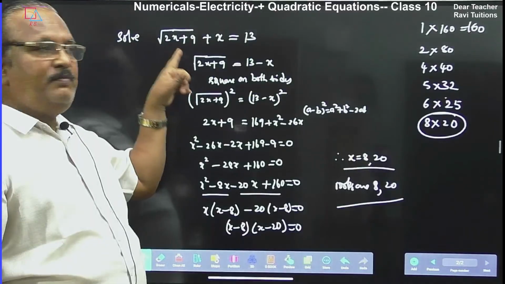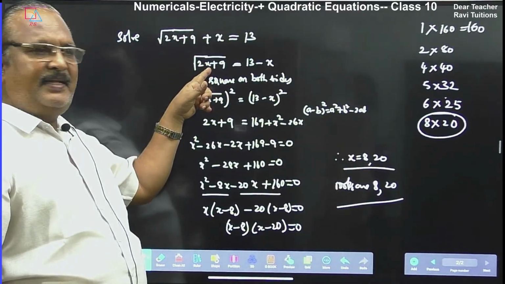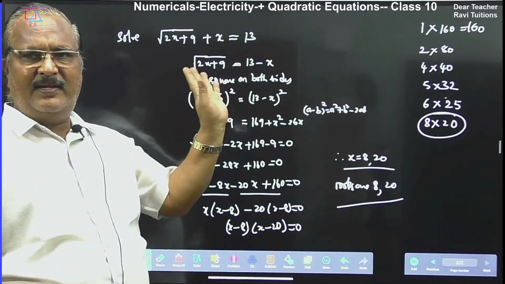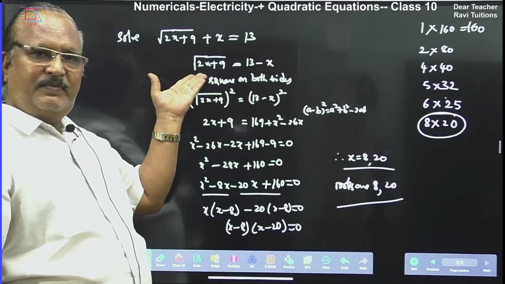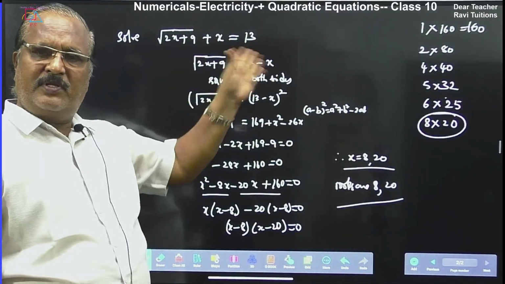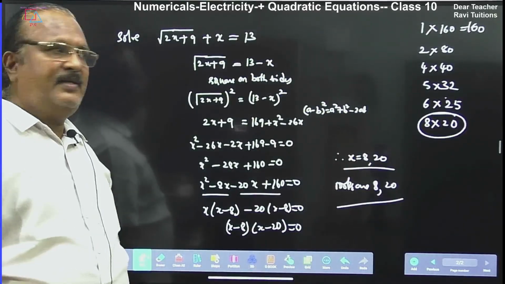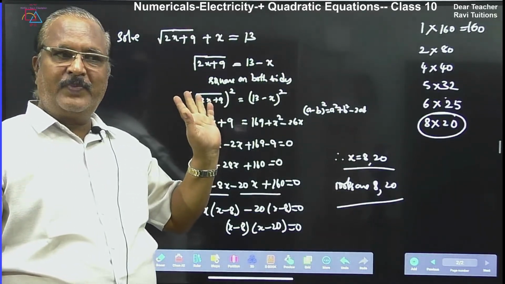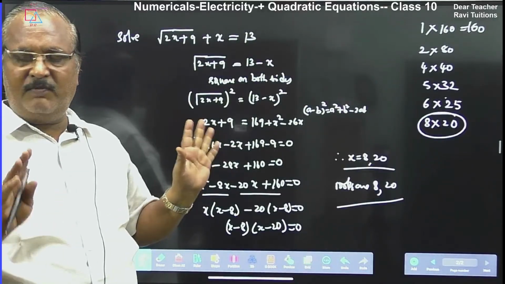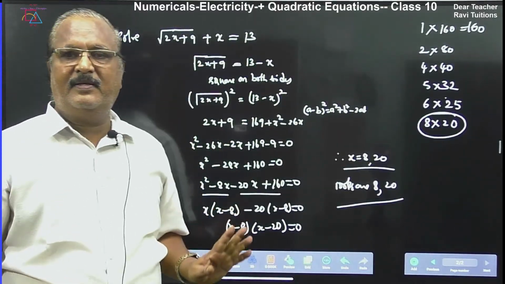So that's why keep the square root term only on one side, either left hand side or right hand side. Anything is fine. Here I kept it on the left hand side. You can keep it on the right hand side also and square it. The square root will go. Okay, this is a general method of solving the quadratic equation.